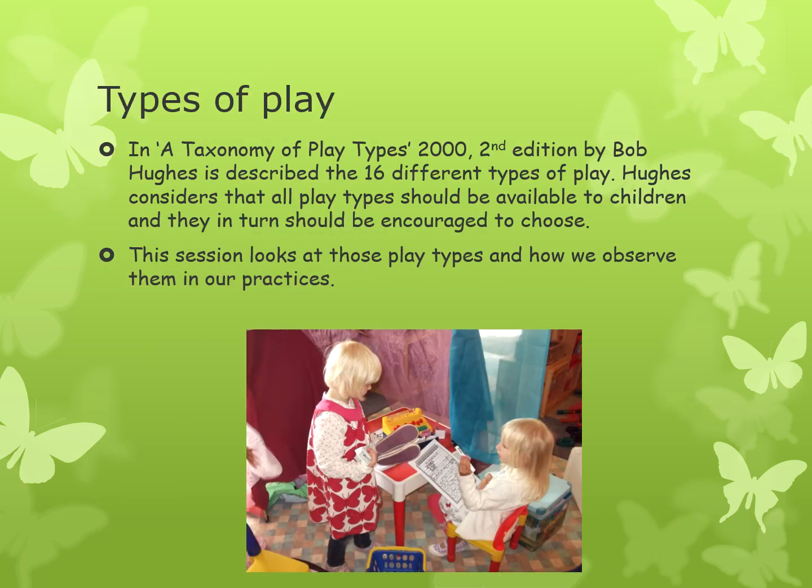Types of play. Bob Hughes describes 16 different types of play in his book A Taxonomy of Play Types. Hughes considers that all play types should be available to children and they in turn should be encouraged to choose. This session looks at those play types and how we observe them in our practices.